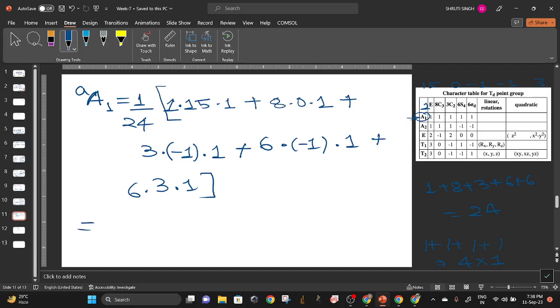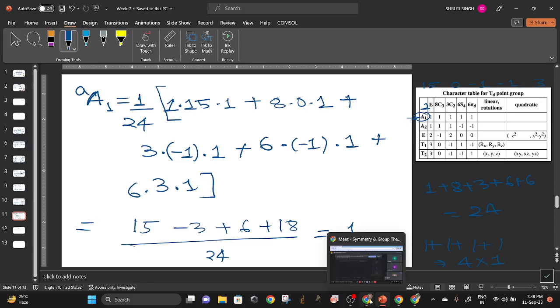After solving this, it comes to something like 15 minus 3, then 0 because we multiplied by 0 here, then 6, then 18, all divided by 24, which is 24 by 24, equal to 1. The same thing we have to do for the other 4 representations. Do I need to do it, or will you do it? You got the idea?